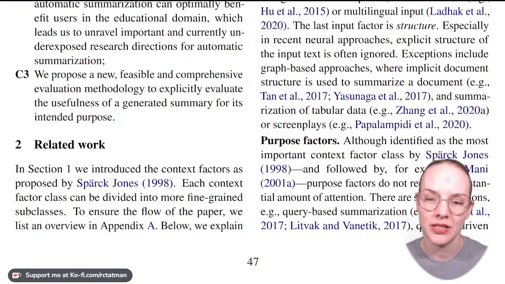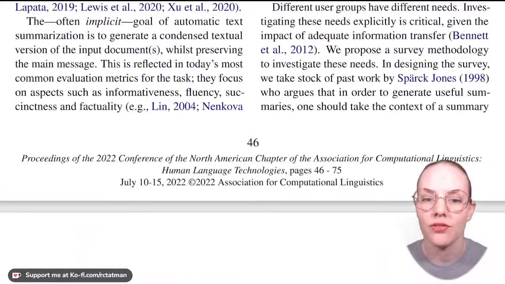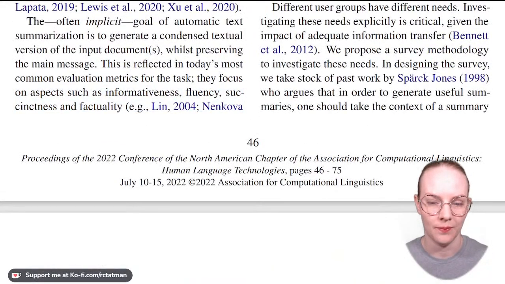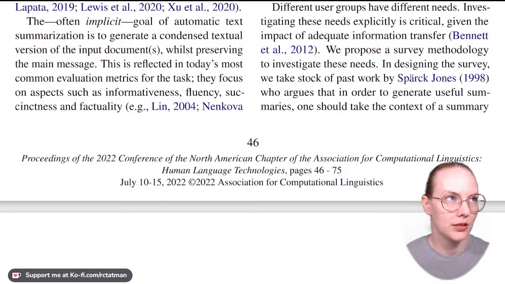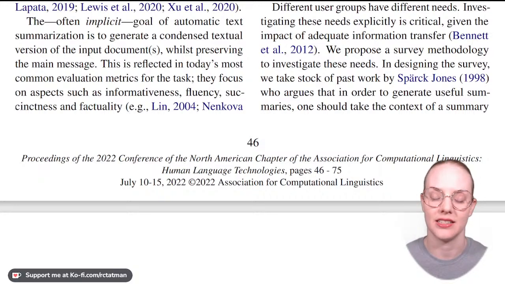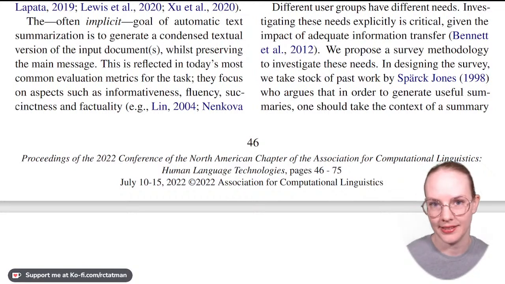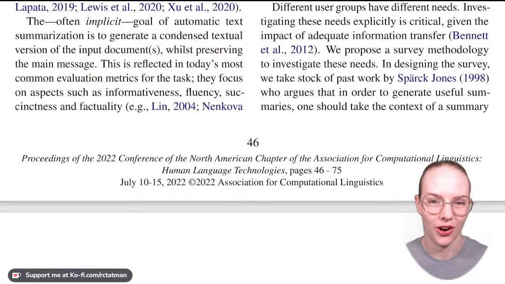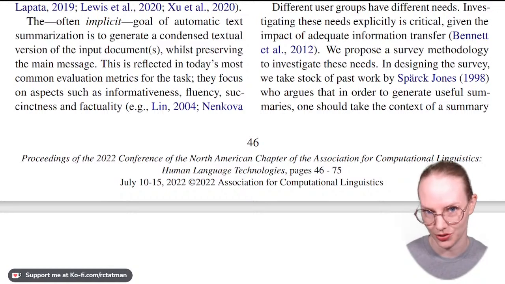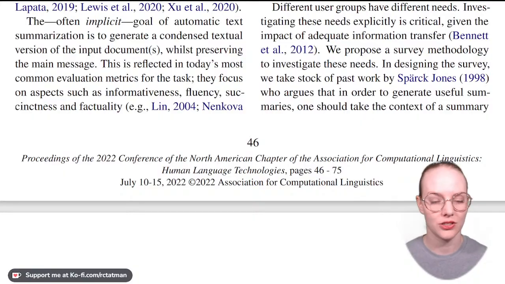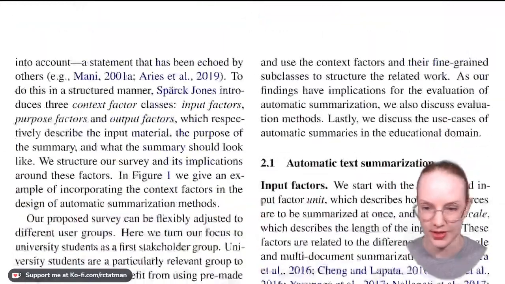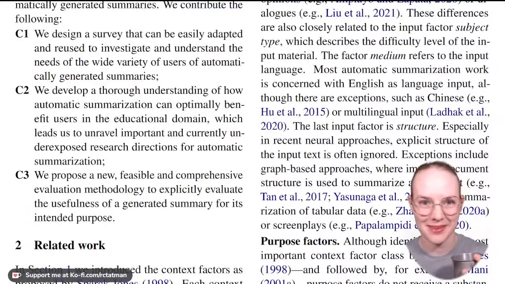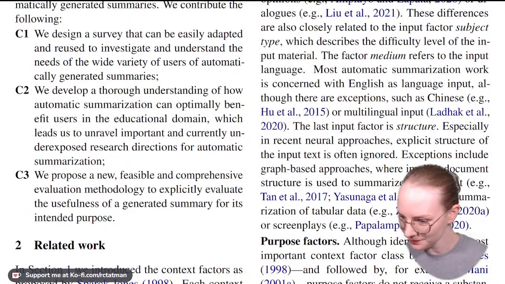We propose a new feasible and comprehensive evaluation methodology to explicitly evaluate the usefulness of a generated summary for its intended purpose. Great, because if you remember the four factors that were talked about previously as the metrics, informativeness, fluency, succinctness, and factuality, none of these are like saliency or relevance for the task, right? None of these are, did it do a good job doing the specific thing that a user needed? They're all qualities of the text. So this is going to provide additional information for you to evaluate that. Be great. I'm excited to keep reading.